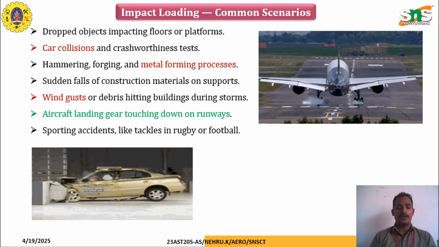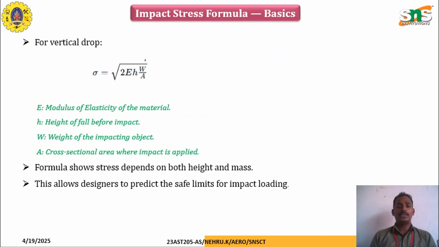These are a few scenarios we can think about for impact loading: aircraft, football, metal forming, wind gusts, buildings, cars, and so on. Next, the basic formula for impact stress is sigma equal to the square root of 2EHW by A, where E is the modulus of elasticity of the material, H is the height from which the object falls to make the impact, W is the weight of the impacting object, and A is the cross-sectional area of the impacted object or material. This formula helps us understand the stress produced due to impact load on the material.